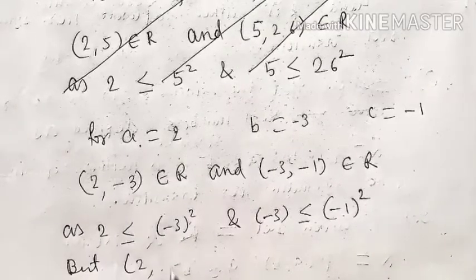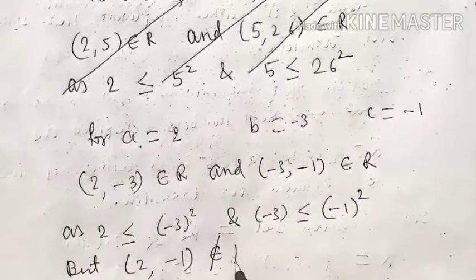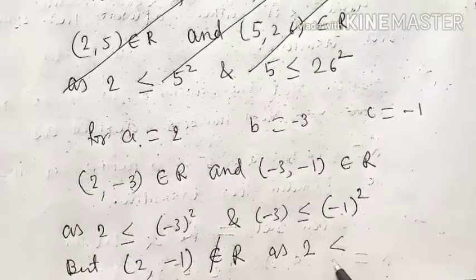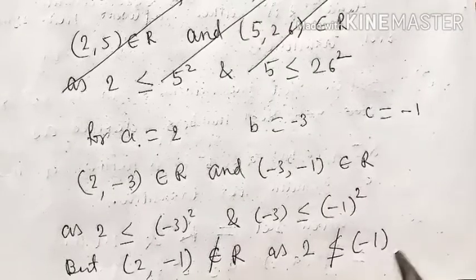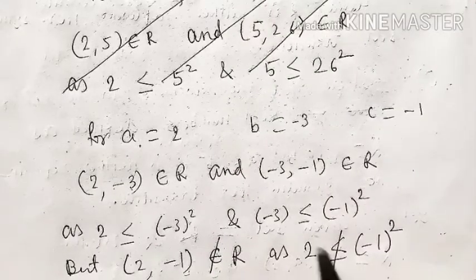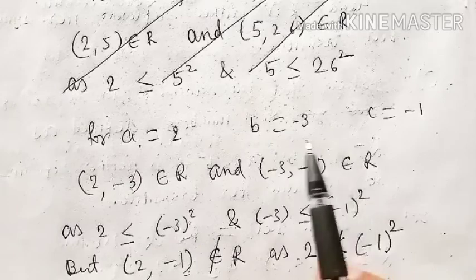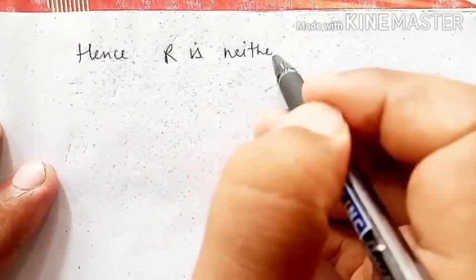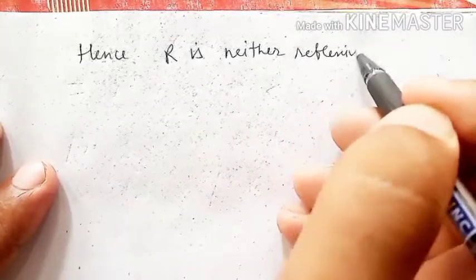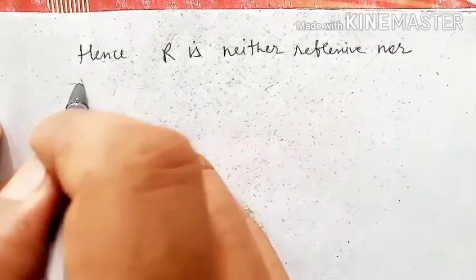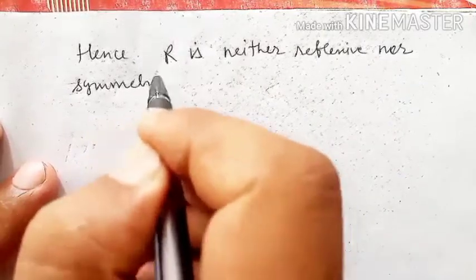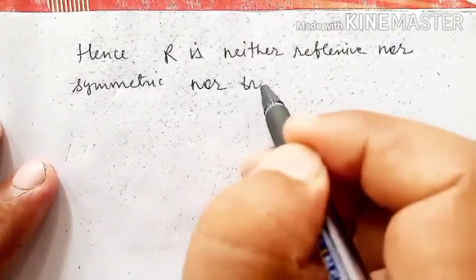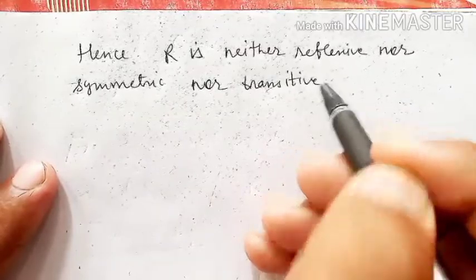But 2 minus 1 does not belong to R as 2 is not less than or equal to (-1) squared. So here (A,B) belongs to R and (B,C) belongs to R does not imply that (A,C) belongs to R. Hence R is neither reflexive, nor symmetric, nor transitive.